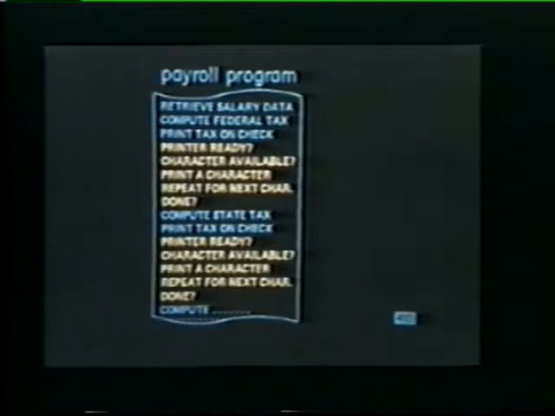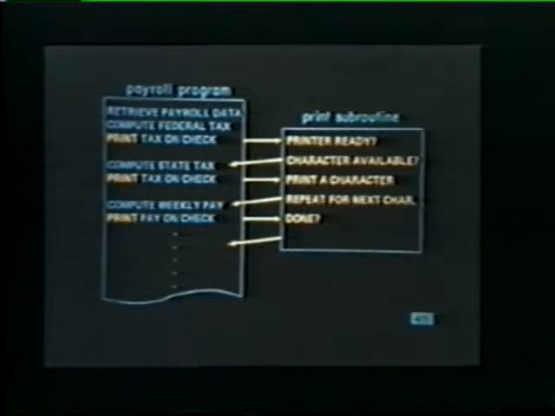Each time data is to be printed, the program must execute the same series of print instructions. This identical set of instructions is repeated throughout the program. Obviously, there must be a more efficient method of writing this program. A better method is to use the print subroutine. This subroutine contains all the print instructions necessary to print out characters of data on the check stub.